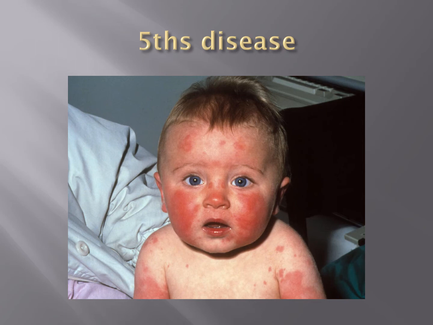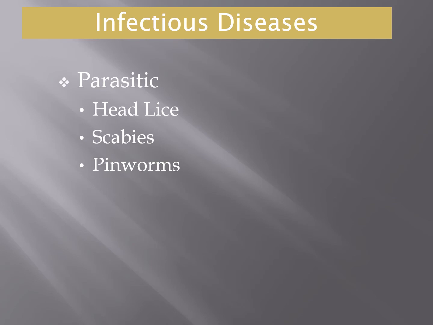The hallmark sign of Fifth disease is a slapped cheek appearance. So it looks like on both cheeks we've just slapped this baby. And they have an itchy, kind of lace-like rash that spreads out peripherally. Get ready to get very itchy.